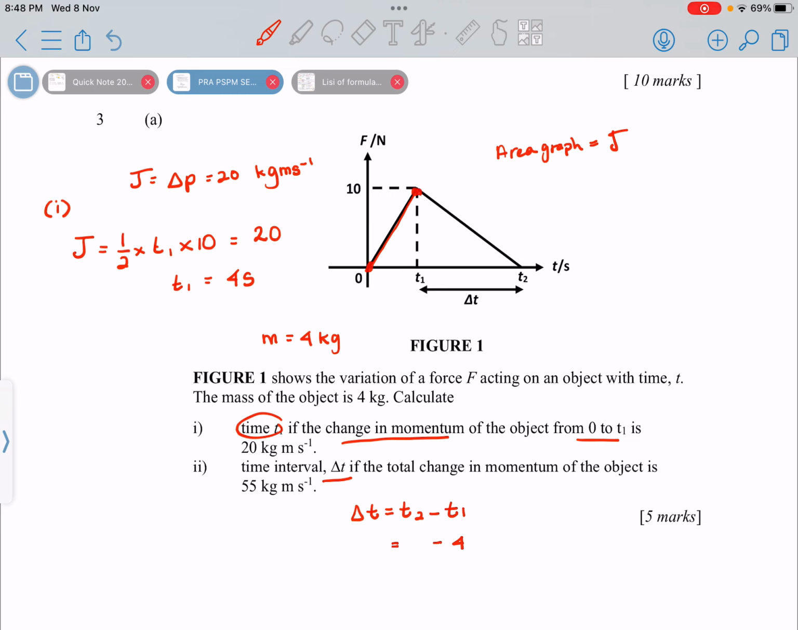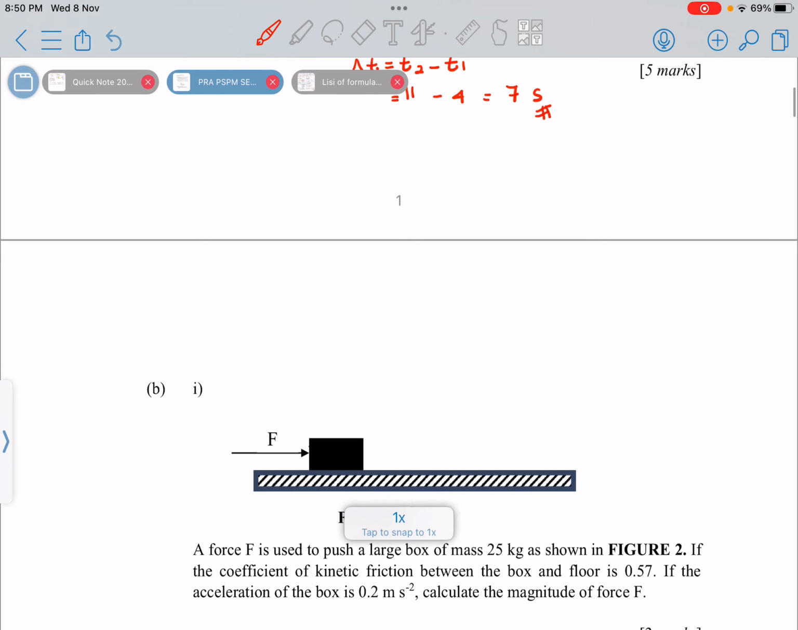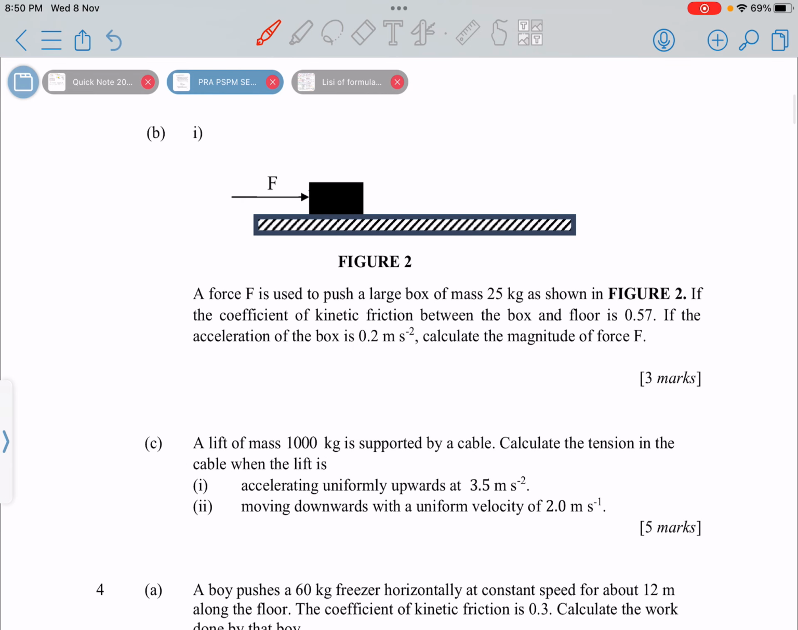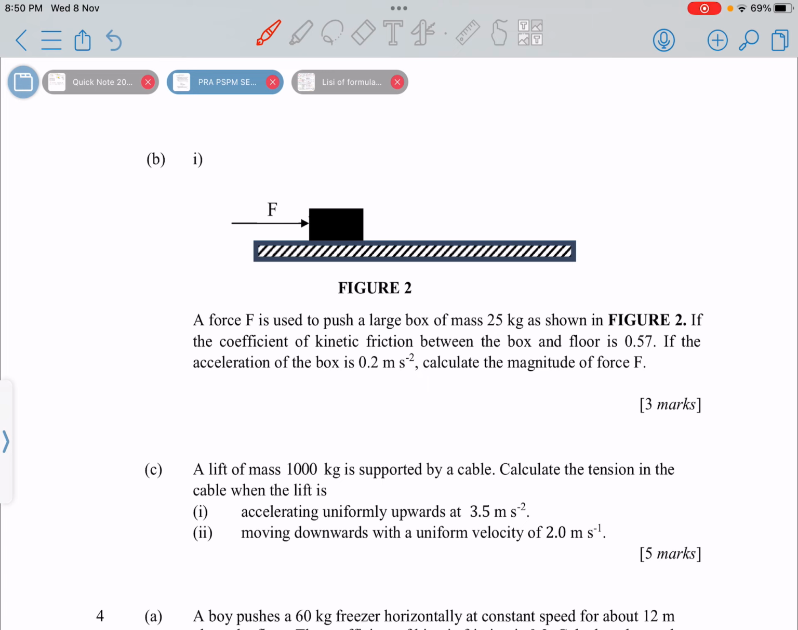Okay, kita proceed to the next one. Selalu dia akan momentum, impulse, lepas tu barulah soalan force. Okay, so ini adalah soalan force. So let's read the question. Okay, so a force F is used to push a large box of mass 25 kg as shown in the figure. If the coefficient of kinetic friction, so ini adalah mu K is 0.57.